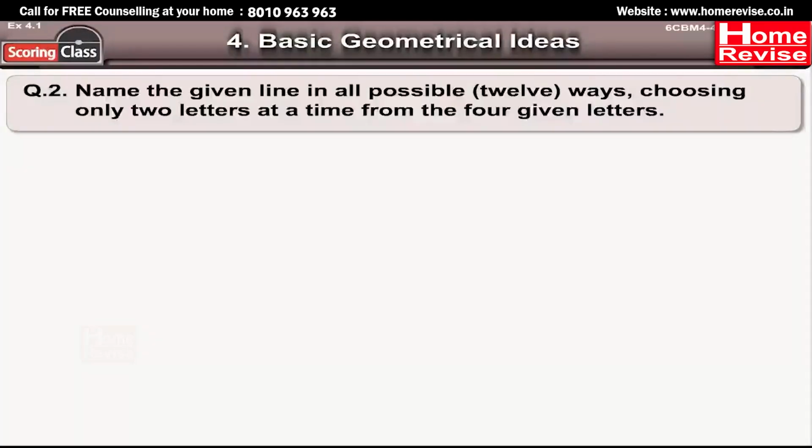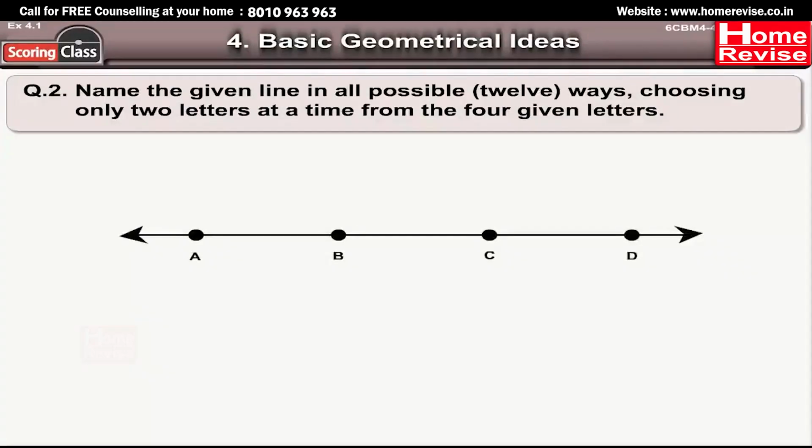Question number 2. Name the given line in all possible 12 ways, choosing only 2 letters at a time from the 4 given letters. Well, you've seen the line, right? So what do you think the solution would be? Correct.